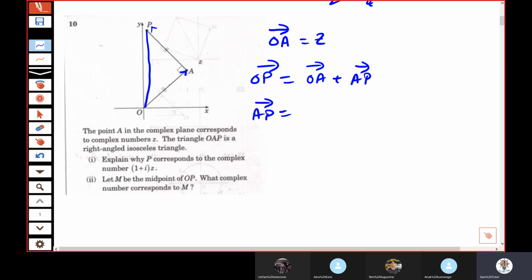OA rotated 90 degrees clockwise. So is it going to be a positive I or negative I? If it's clockwise, negative, right? Remember what we said, anti-clockwise is positive. Just what you've already done before, all that stuff. Anti-clockwise is positive. Good job. That's it. So you're not going to be able to find AP yet.